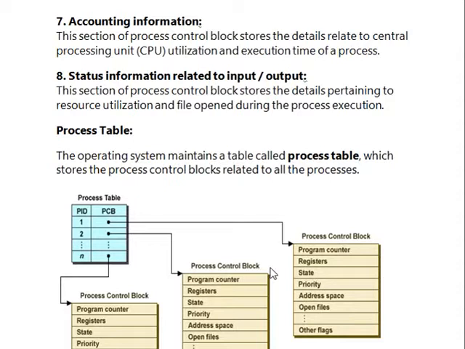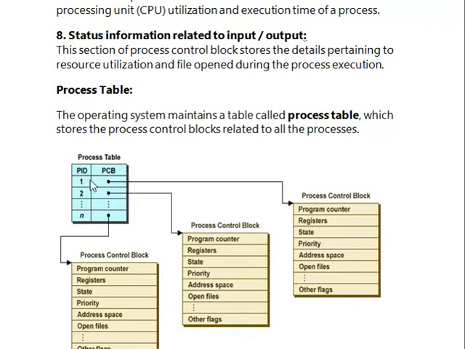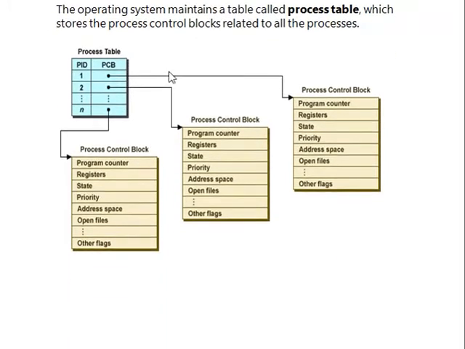And the operating system maintains a special table called the process table which stores the process control blocks related to all the processes. As we can see, this is the process table and these are the PCBs of 3 different processes.